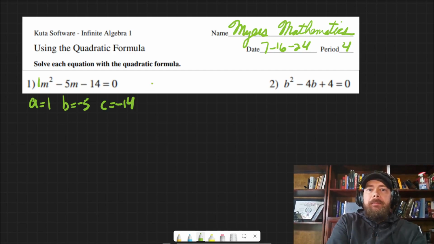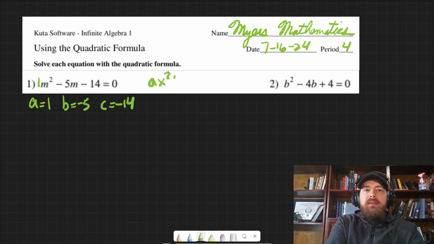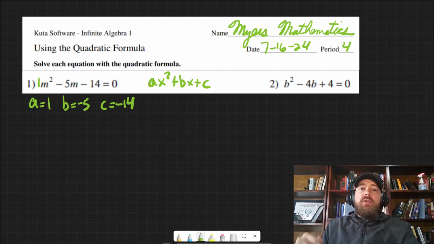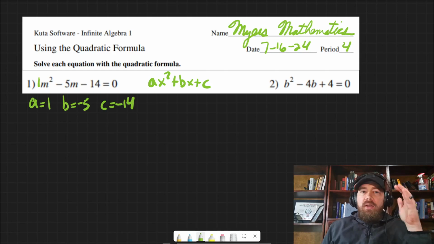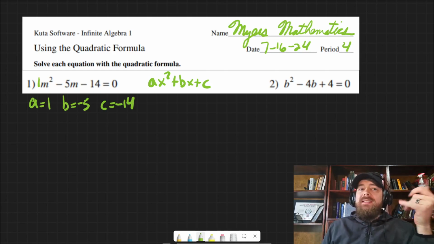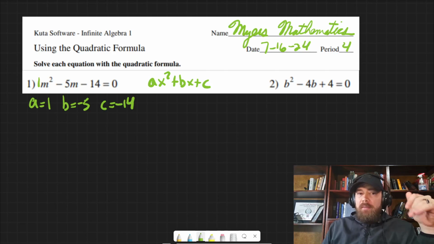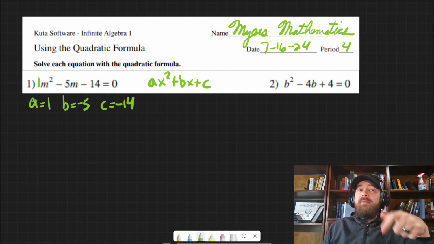Proper form, so to speak, would be ax squared plus bx plus c, right? So they're all pluses in between the x squared, the x, and the number. But these are minuses. So if I was going to write it properly, I would say 1m squared. They're using m's instead of x's, but same thing, right? So I would say 1m squared plus -5m plus -14 equals 0.